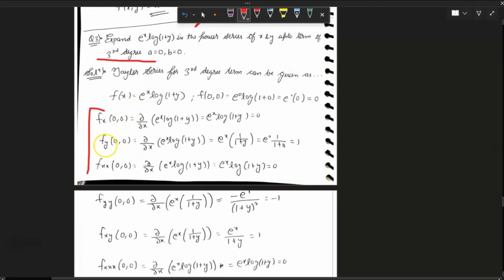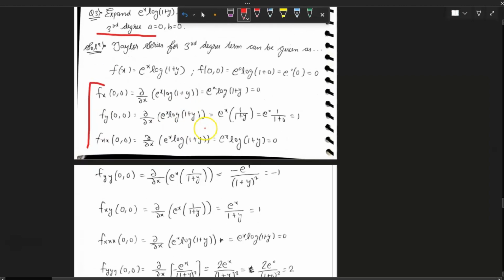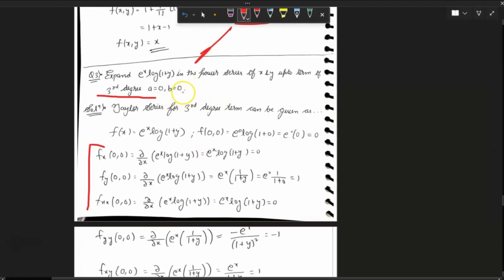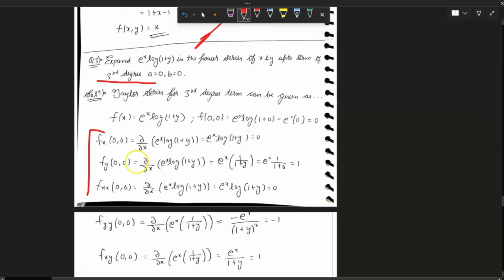Like for the partial differentiation of f with respect to x, what is the value? e raised to power x log 1 plus y, it will be the same because you are differentiating e raised to power x with respect to x only, so it will be the same. The differentiation of e raised to power x is e raised to power x only. Okay, so it will be the same. So the value for x is 0 and the value for y is also 0. So just put the values, you will get the answer. Result is 0.